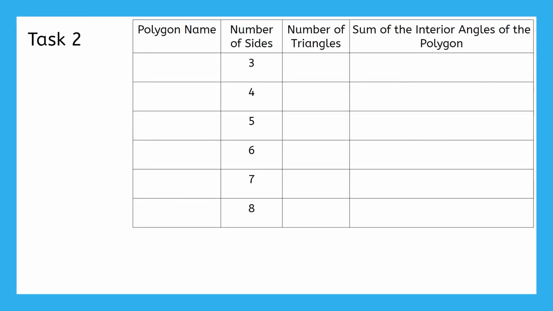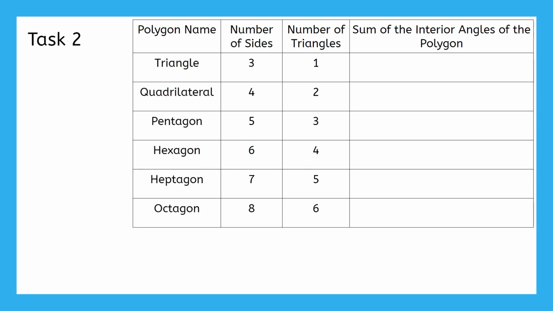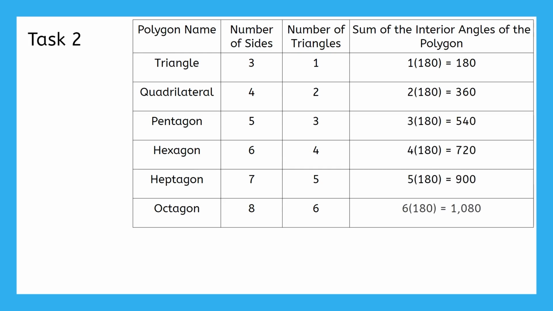Then you likely moved on to task 2. We could transfer the number of triangles we found into this column. We could also write the names for each kind of polygon in this column. Then, to calculate the sum of the interior angles in each polygon, we can multiply the number of triangles by 180 degrees, since that's how many degrees are in each triangle.